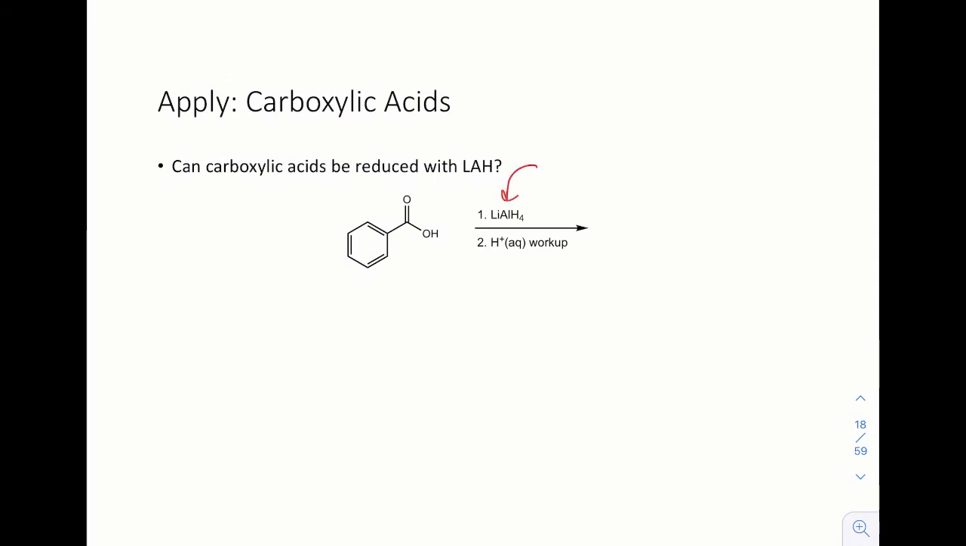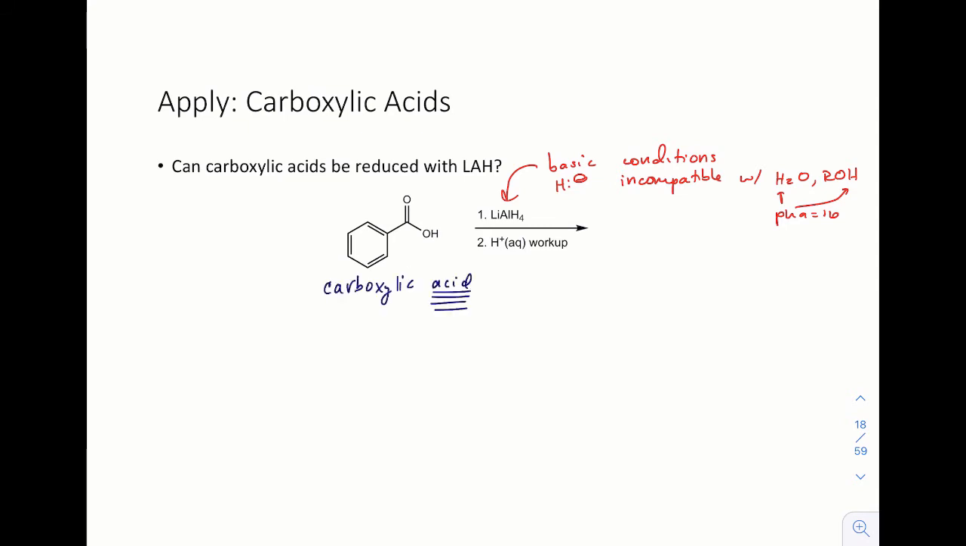Lithium aluminum hydride constitutes basic conditions. It is a basic source of hydride. Sodium borohydride is a more nucleophilic source of hydride. It's compatible with alcohols and water. Lithium aluminum hydride is not. It is basic and it is incompatible with alcohols and water. Alcohols and water have pKa's around 16. So when a carboxylic acid is treated with lithium aluminum hydride, what do you expect is the first thing that happens? Yes, a rapid proton transfer reaction.